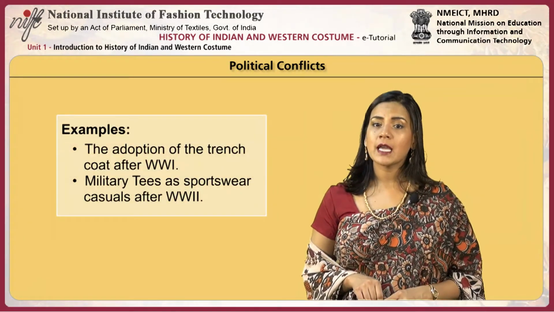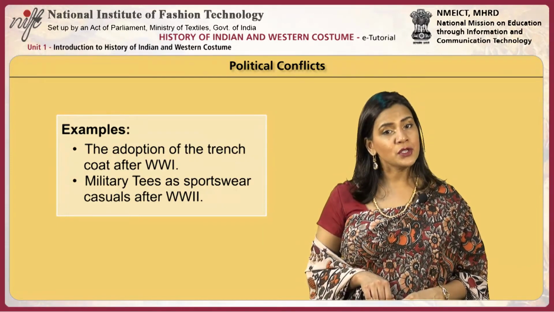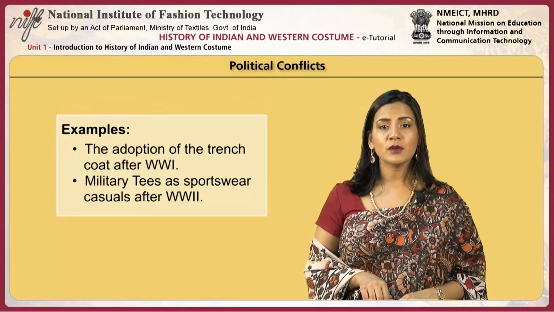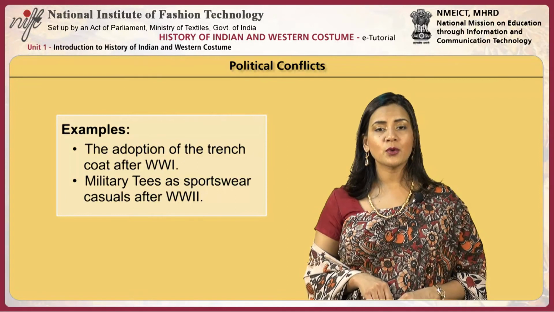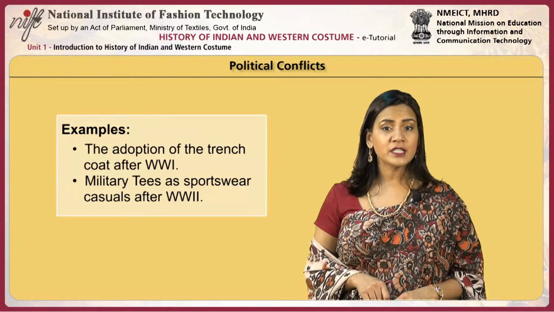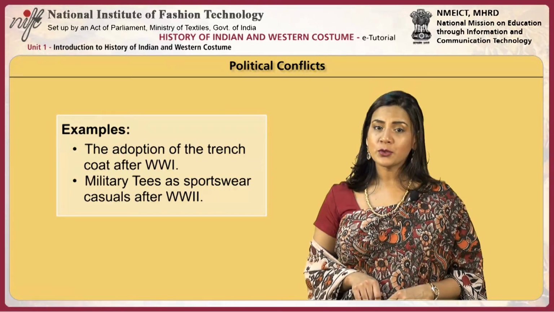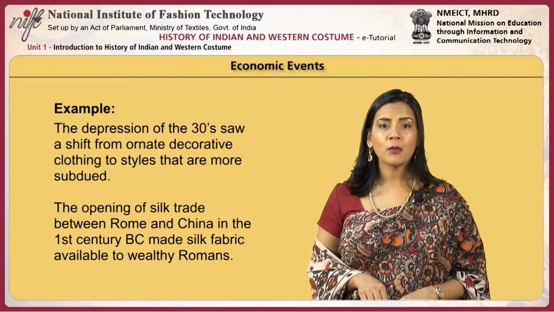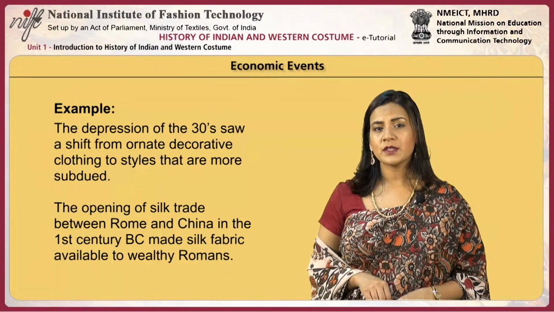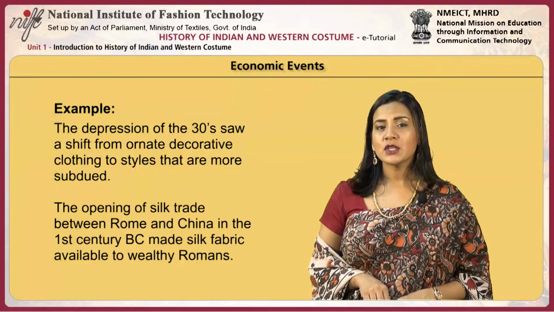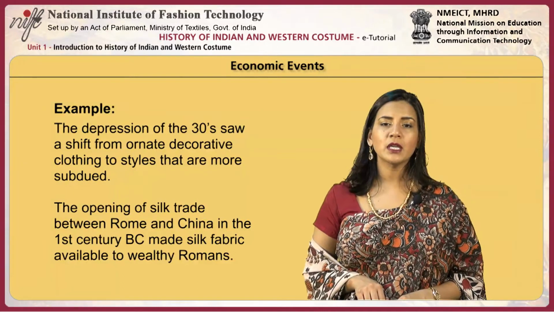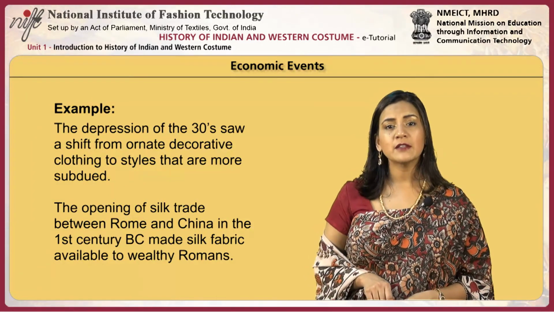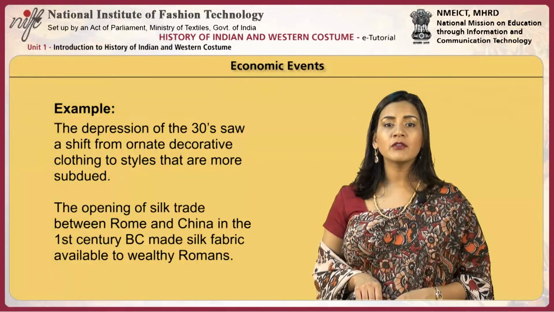War may restrict the access to raw materials or may introduce new innovative materials for the production of cloth. Good examples of this are the adoption of the trench coat after World War I and military tees as sportswear after World War II. Trade is affected by political and economic events. Good examples of this are the Depression of the 30s saw a shift from ornate decorative clothing to styles that are more subdued, and the opening of silk trade between Rome and China in the 1st century BC made silk fabric available to wealthy Romans.